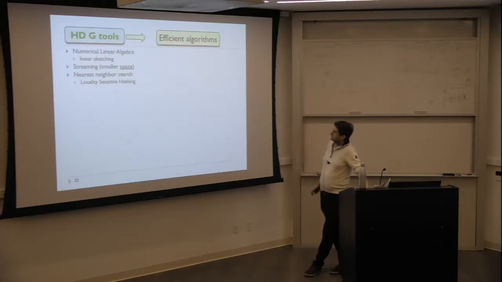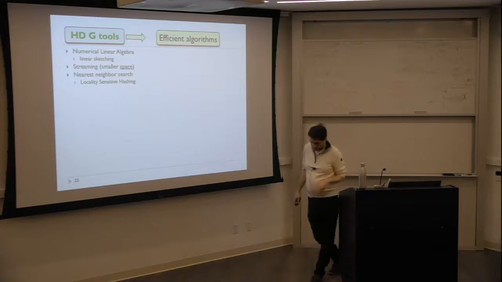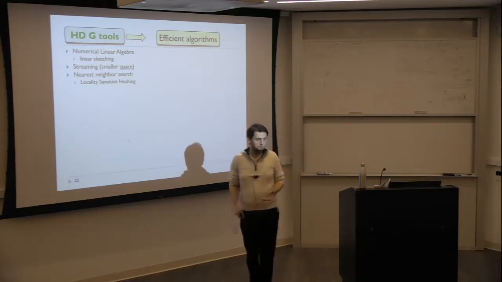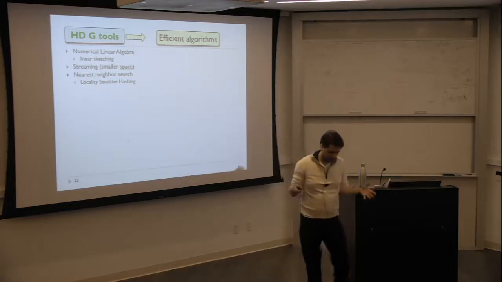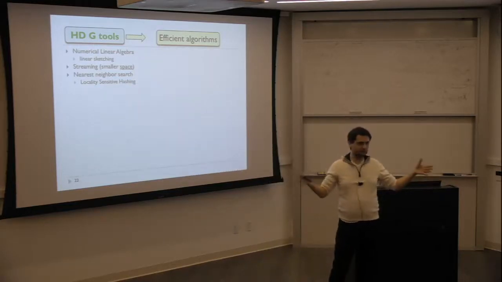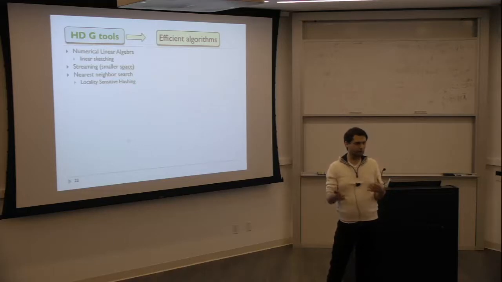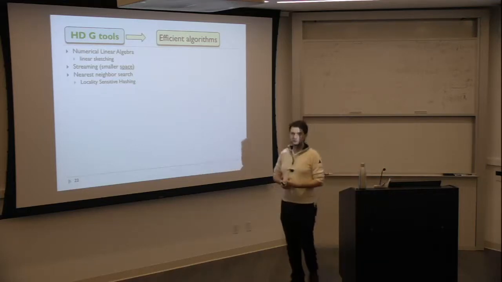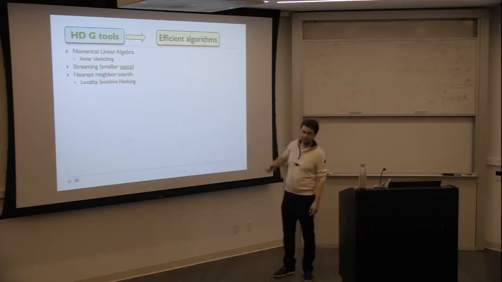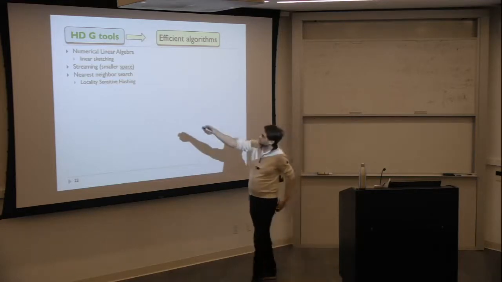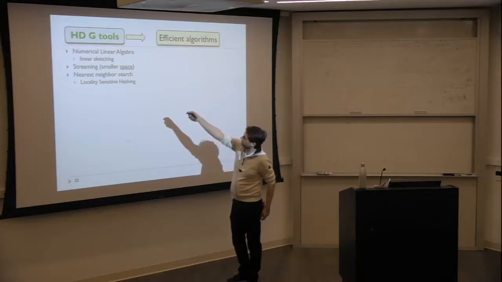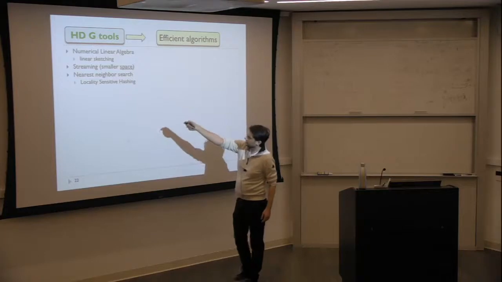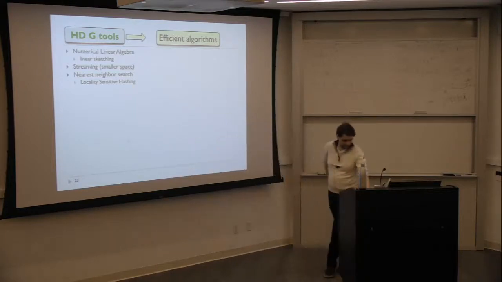Okay, this is the last conclusion slide. What we're really talking about is high-dimensional geometry tools, which are largely about how to represent complex data as simpler data, either because it is smaller or just more convenient to work with, like in space partitions. We used those tools to develop efficient algorithms for a bunch of problems: the applications we've seen for numerical linear algebra, for streaming, and nearest neighbor search in this lecture.